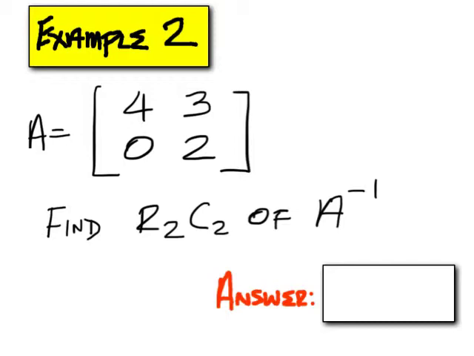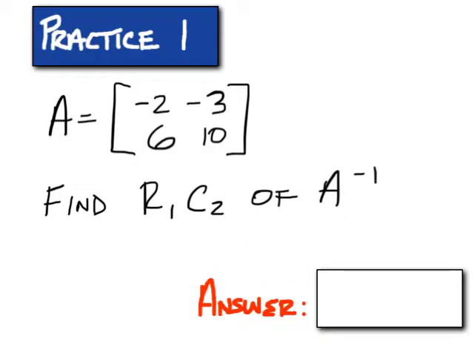So example number 2. Do the same thing, except now what we need is row 2, column 2 of the inverse of matrix A. Find the inverse of matrix A, and the answer is row 2, column 2 is what we're looking at. Answer should be 0.5.